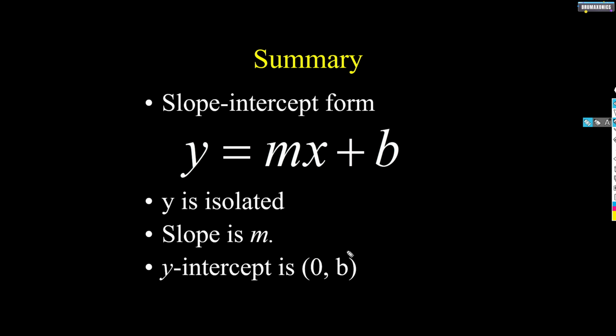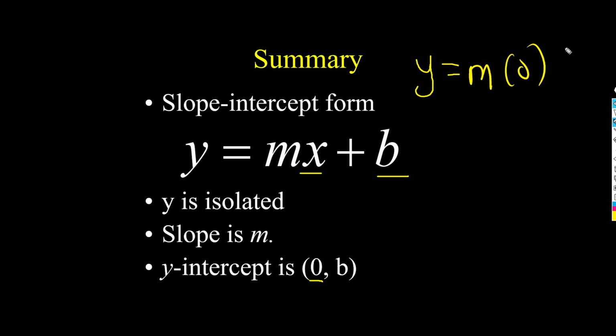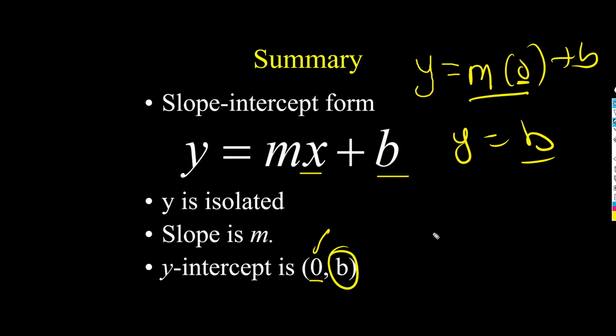And also remember, the y-intercept is actually when x is at 0. Do not confuse that. If this is 0, then this will always be the value there. So y is equal to m, which is a number, times 0, plus b, and this one will be 0, so y is equal to b. So every time when x is at 0, then this is actually the value. This will always be the value, so do not confuse that.